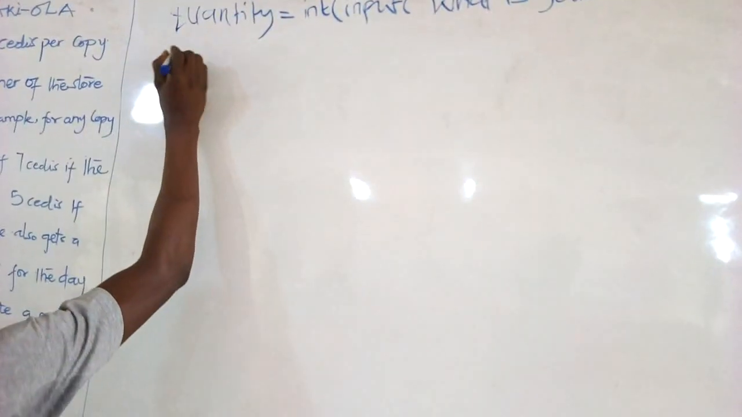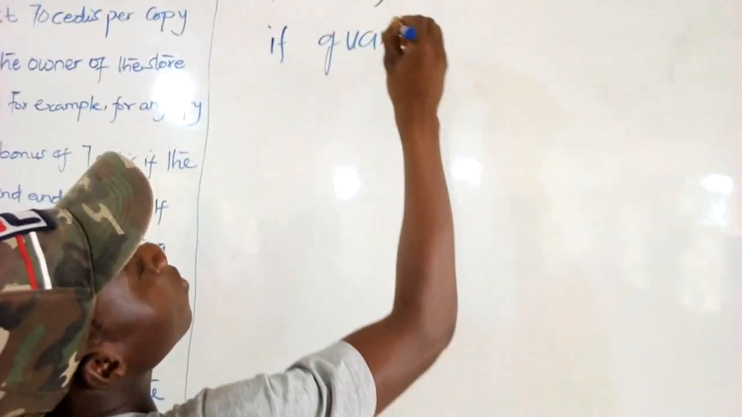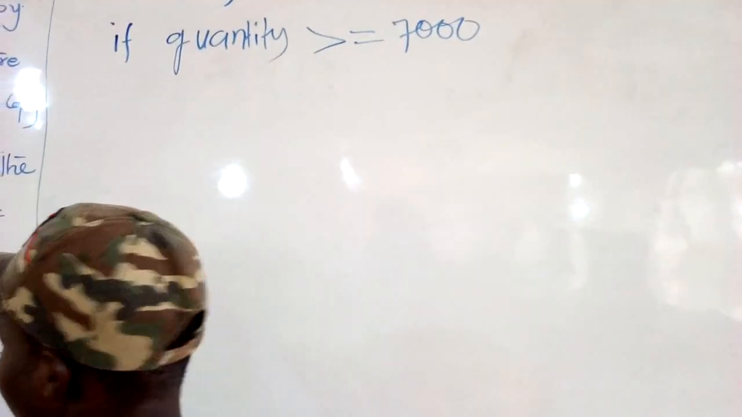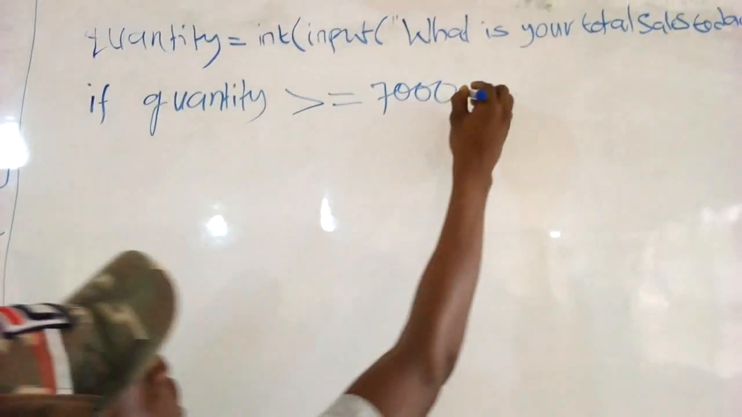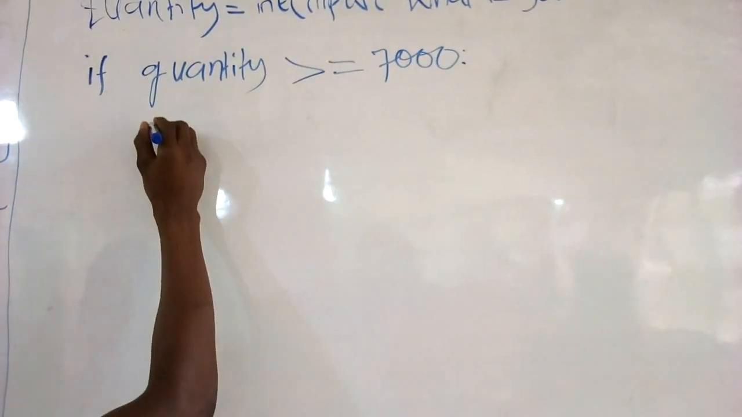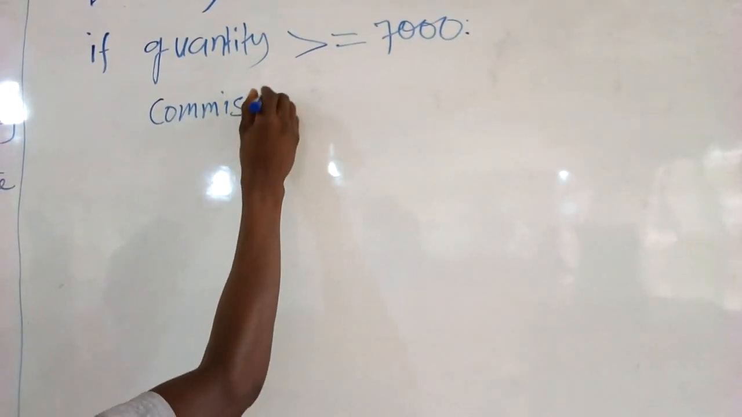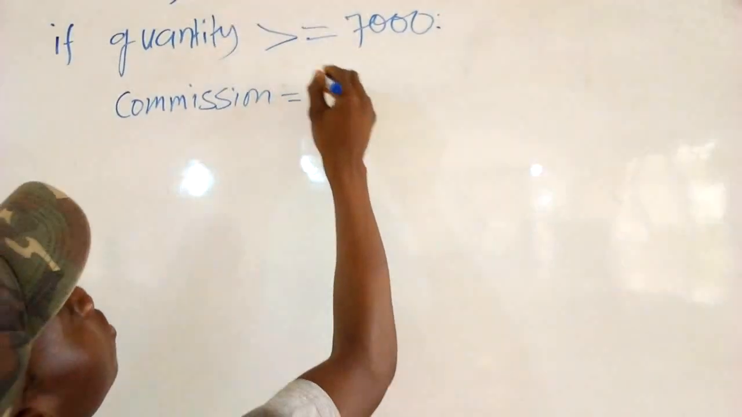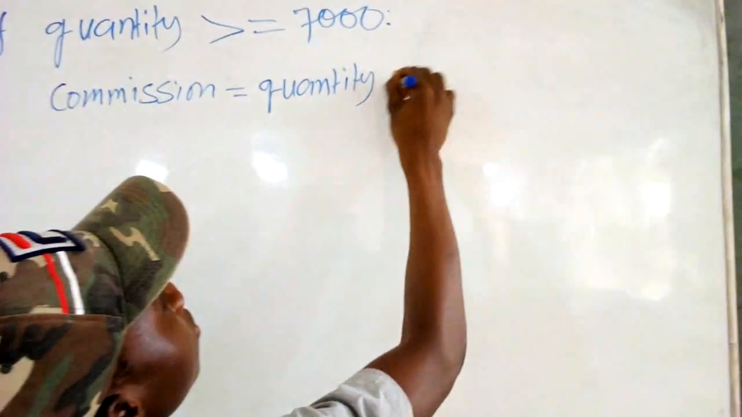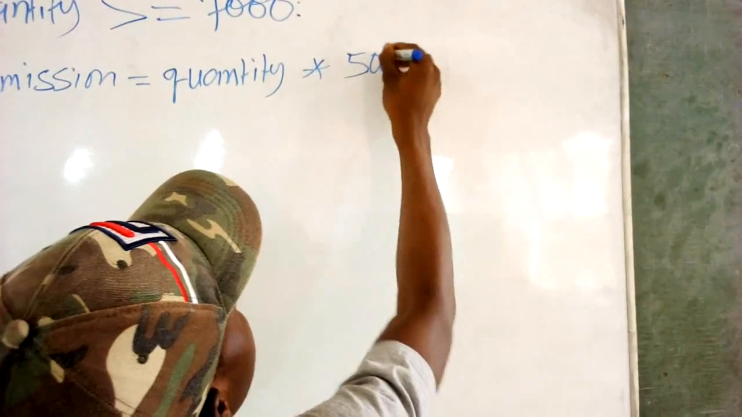So if quantity is greater than or equal to 7,000, you bring your colon. It's very important, else you run errors. Commission will be equal to the quantity times the 500 cedis they said the person will be enjoying.